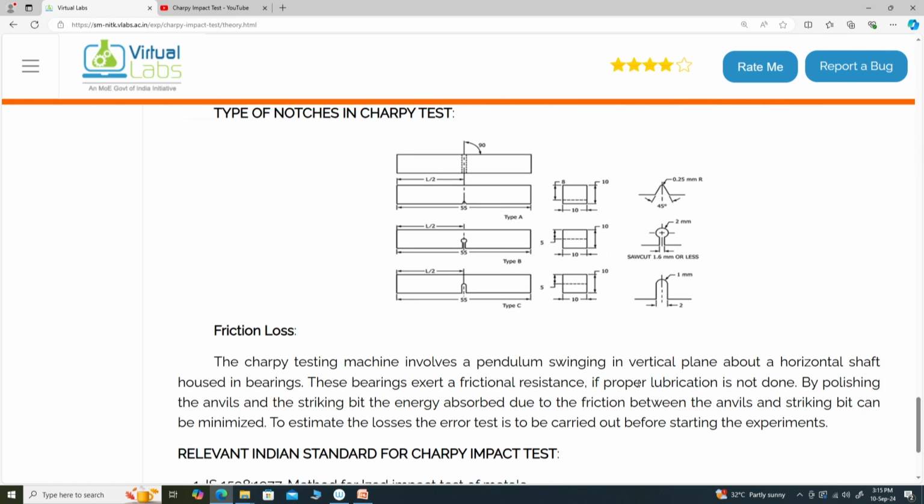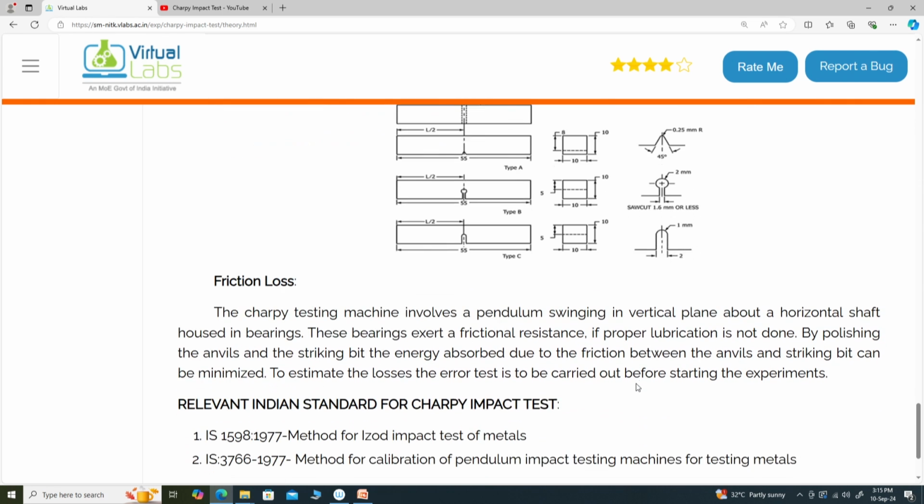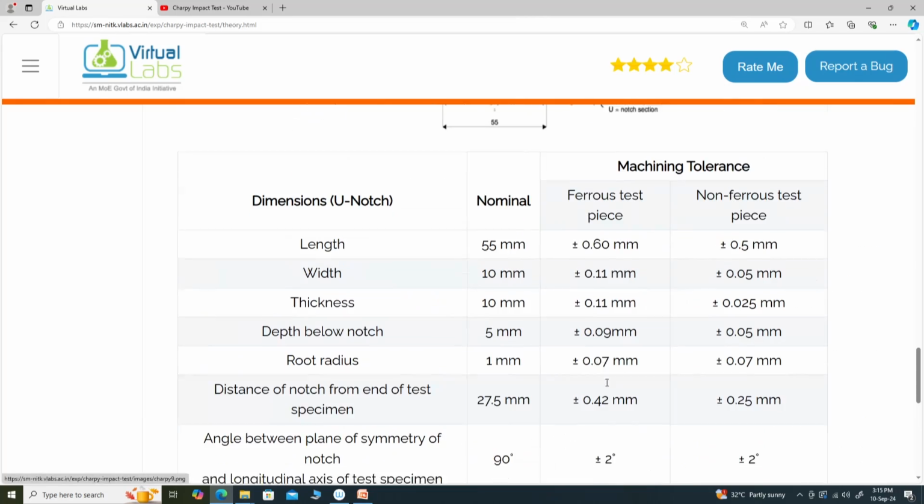Then we have the notch shapes: a V-shaped notch, then a U-shaped notch, and a saw cut notch in which there is a circle of 2 millimeter, that is a hole of 2 millimeter, and then it is saw cut. The different notch types are there to conduct the test.